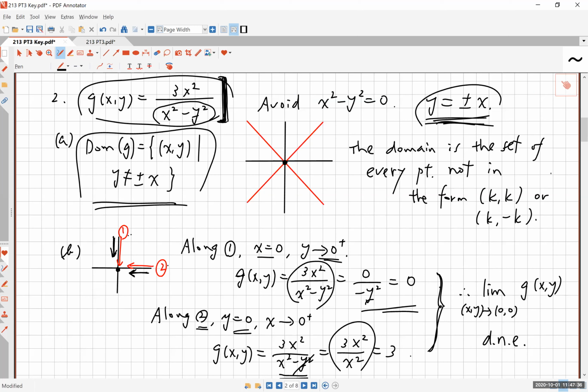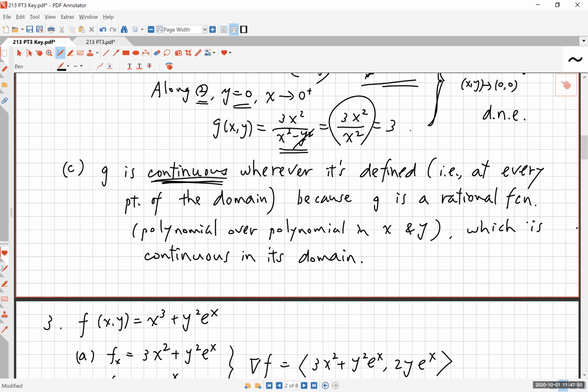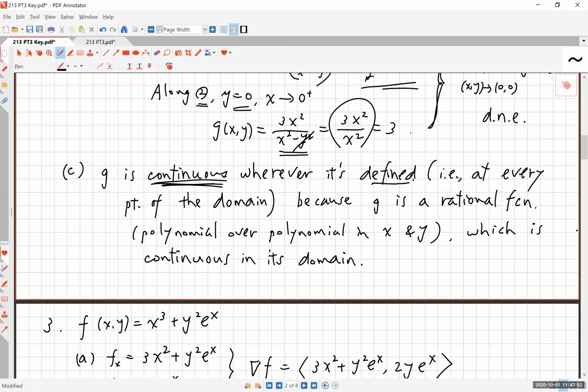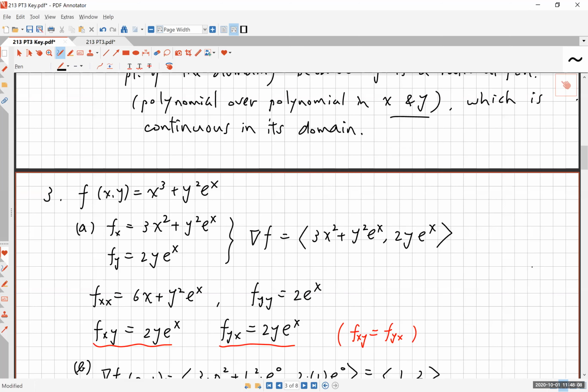And of course, where is this not defined? Well, we already established that. This picture shows you where it's not defined. So it's continuous everywhere, all of these points here, except on the points on the red lines. So it is continuous wherever it's defined, because g is a rational function, which is a polynomial over a polynomial in x and y. And so the answer: it's continuous at every point where y is not equal to plus or minus x, which is every point in the domain.